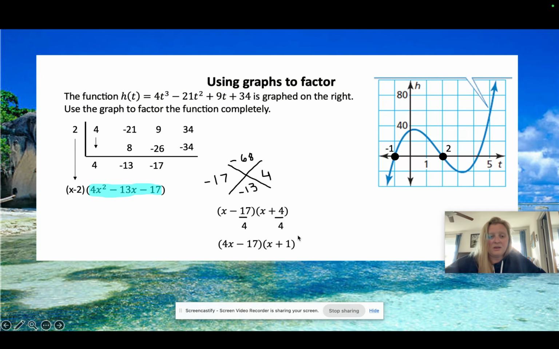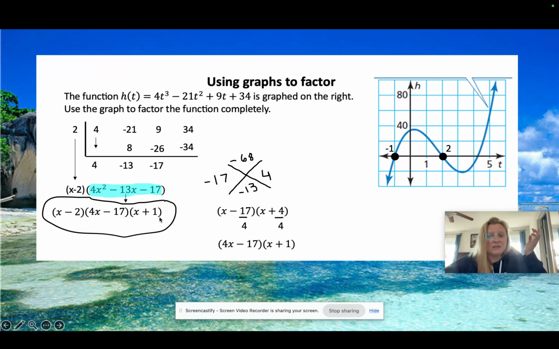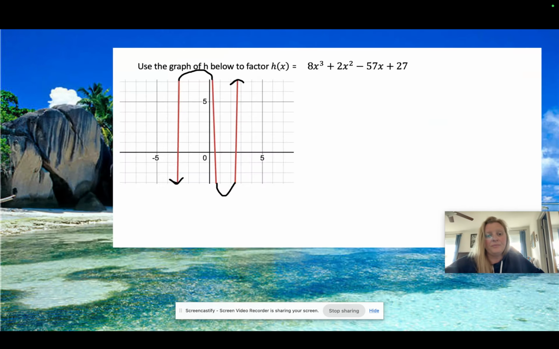And then we're just going to slide this 4 up, but this one will become a 1, and x method is done. So I'm going to replace my trinomial with its factored form and just bring down my x minus 2, and that's my answer. So it's pretty normal that when you have a cubic function, you have 3 sets of parentheses. That's going to happen most of the time to you. So we have another one to try.